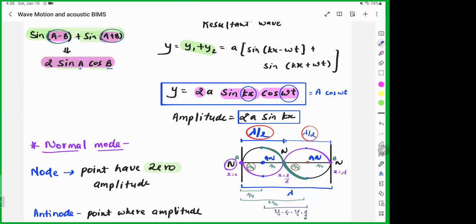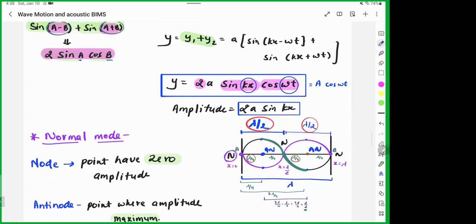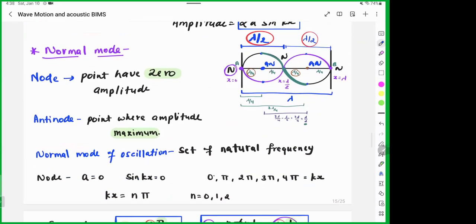Any doubt? We are going to start the real stuff now.